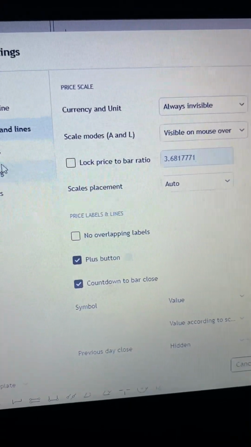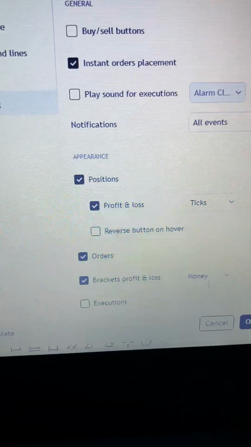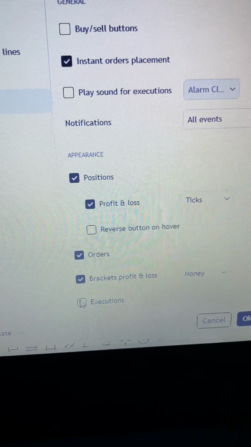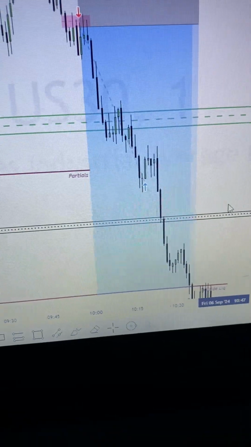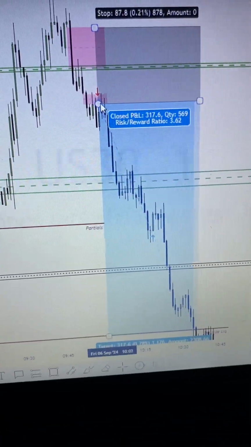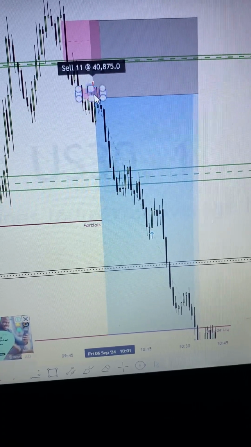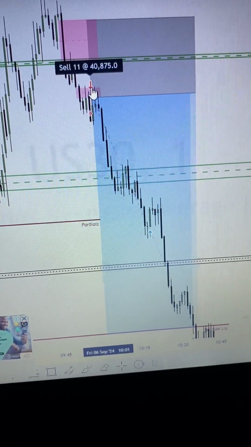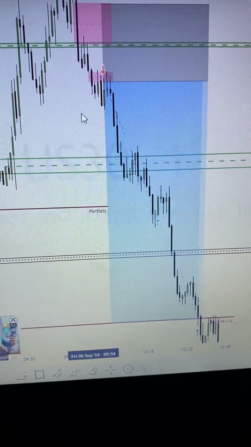And then let me show you. Let me just switch on my execution labels so that you can see what time I actually entered and what I was looking at. So here is my entry. You see this arrow right here? I sold, sell 11 contracts. You see this is a fair value gap.